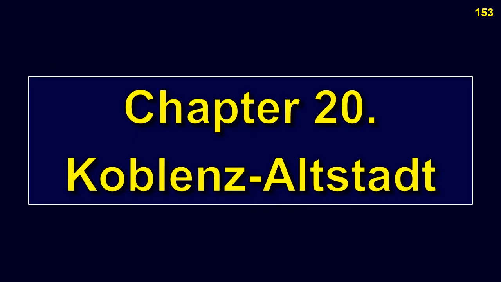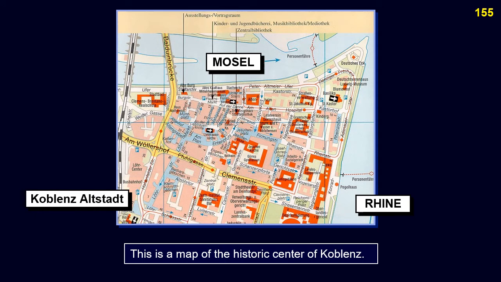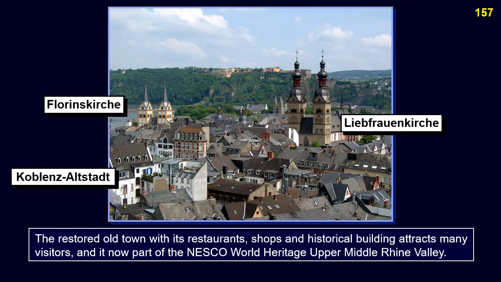Chapter 20. Koblenz Altstadt. The Koblenz Altstadt is the original center of the city, dating from Roman times. This is a map of the historic center of Koblenz. After the heavy destruction caused by the air raids in World War II, the Altstadt was rebuilt. The restored Old Town with its restaurants, shops and historical buildings attracts many visitors, and it is now part of the UNESCO World Heritage Upper Middle Rhine Valley.